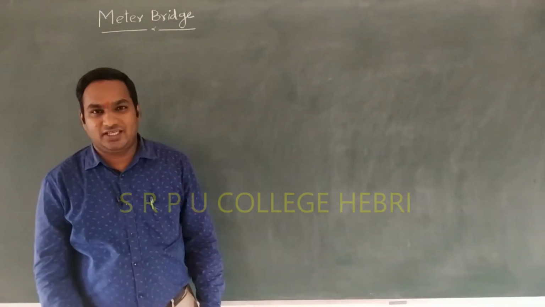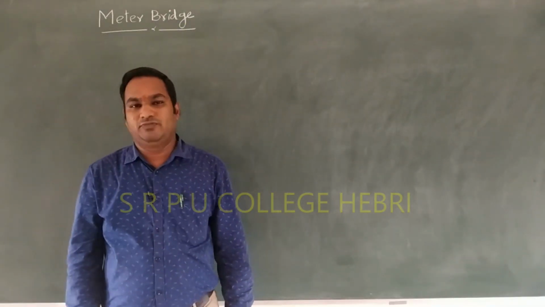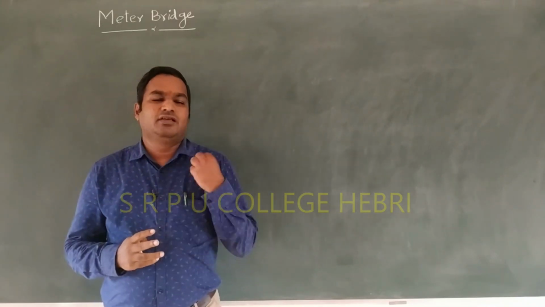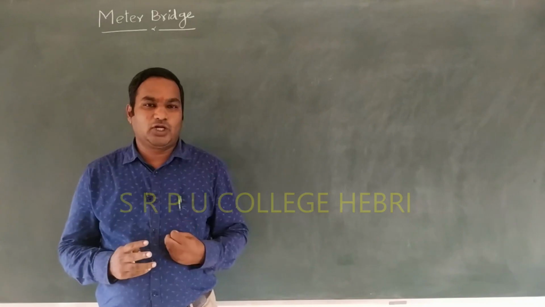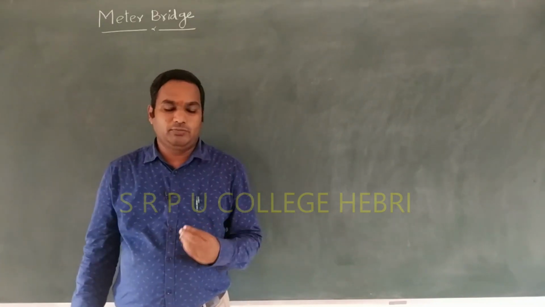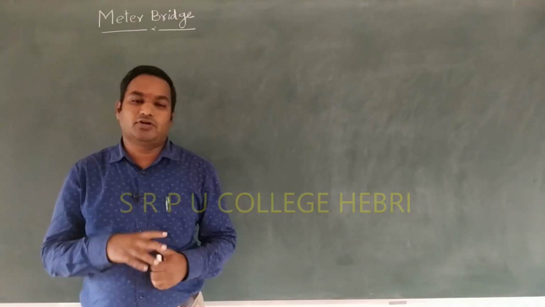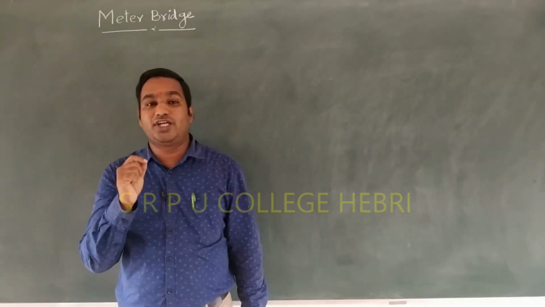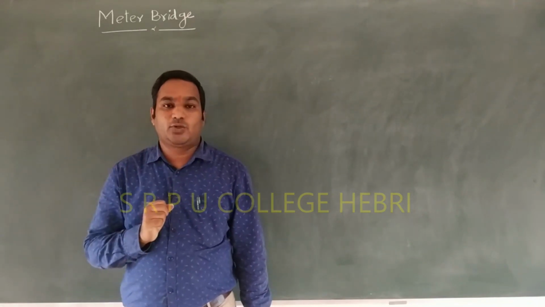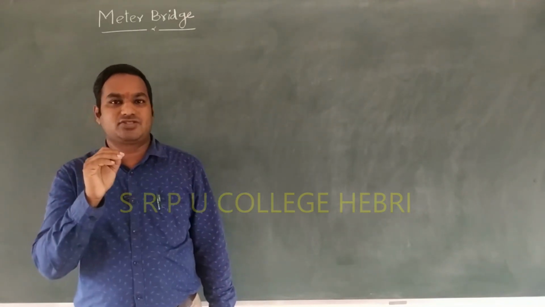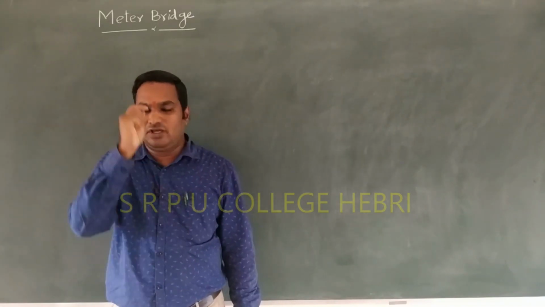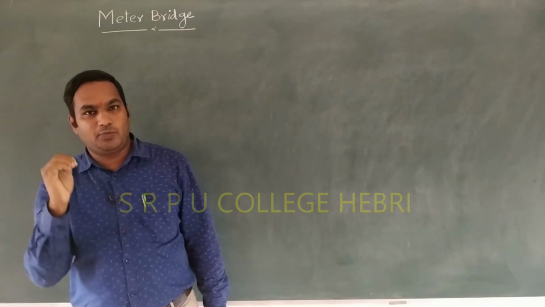Dear student, in the last video related to Kirchhoff's law and Wheatstone network, by using Kirchhoff's two important laws, one called the junction rule and the other called the loop rule, we considered one important type of network called the Wheatstone network or Wheatstone bridge. By using it, we got the balanced condition: P divided by Q is equal to R divided by S.